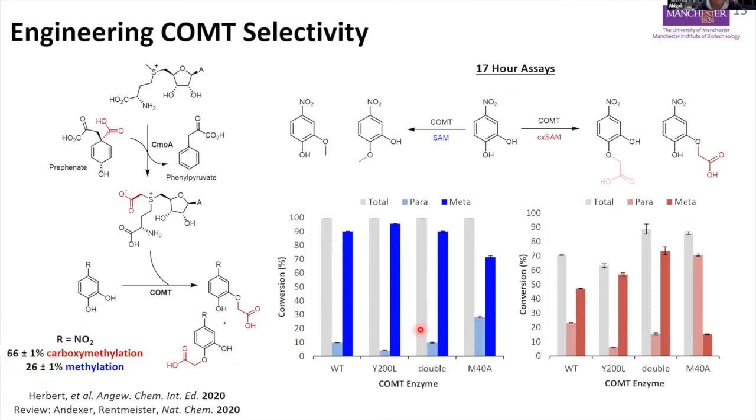And this time we see with the M40A mutant, we get a complete swap in the regioselectivity. So now we're looking at way more para-carboxymethylation than we are meta-carboxymethylation. Again, when you combine this with the Y200L mutant, we can completely swap that back around again. So we can go meta, para, and more carboxy-SAM selective, just again through two single point mutations.